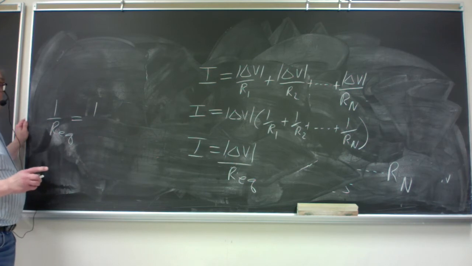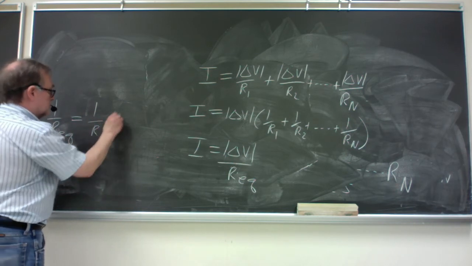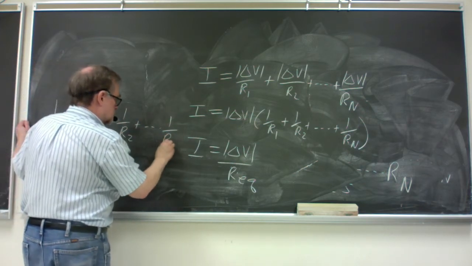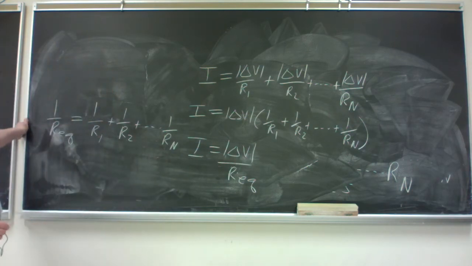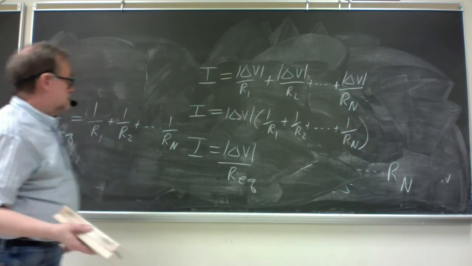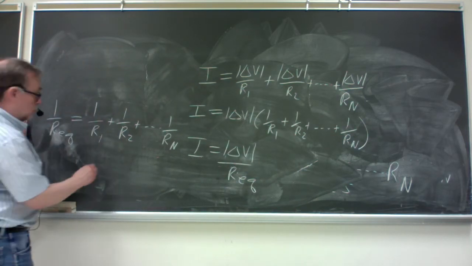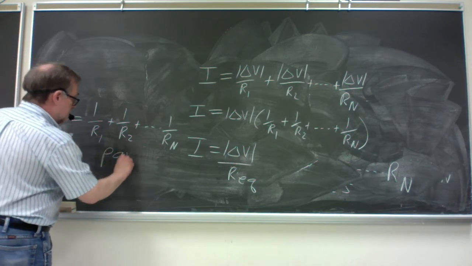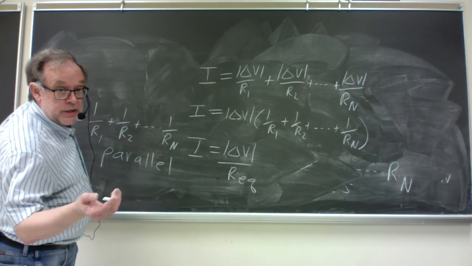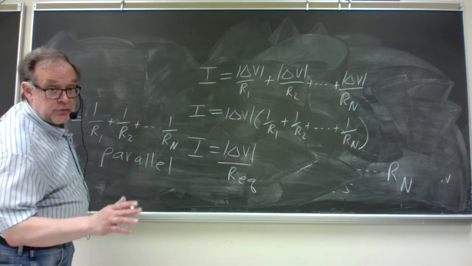The inverse of the equivalent resistance is the sum of the inverses. Like that. And that's the rule for resistances in parallel. Resistances that all share the same potential difference.